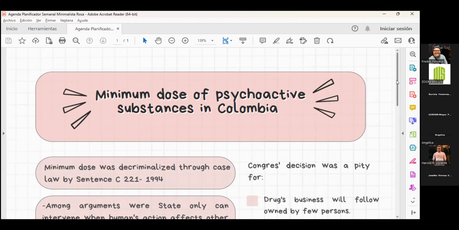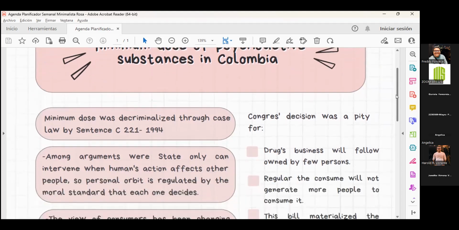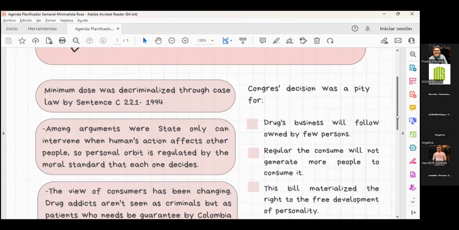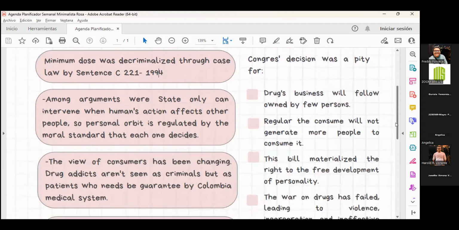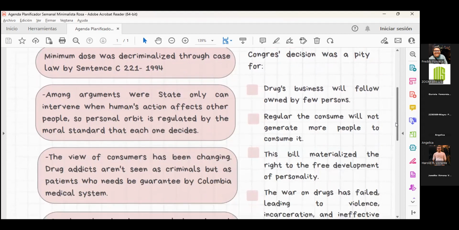So, by demand of the narcotics law, the Constitutional Court issued sentence C-221 of 1994. Yes, this is by law case. So one of the duties of the state is the right to people's health. In this sense, Colombia cannot punish only for the sake of punishing. Among the arguments in the sentence is that the state can only intervene when human action affects other people. So the personal sphere is regulated by the moral standard that each person decides on.